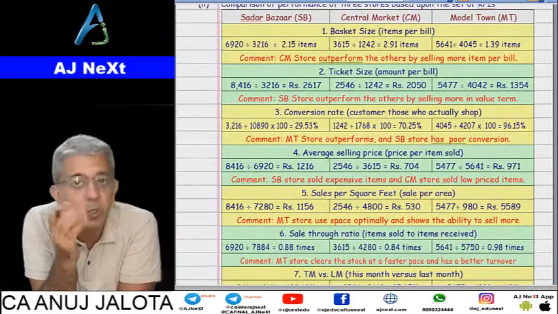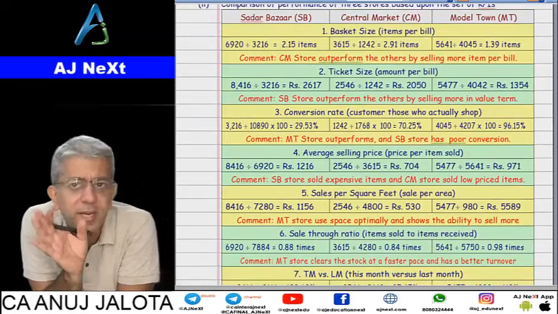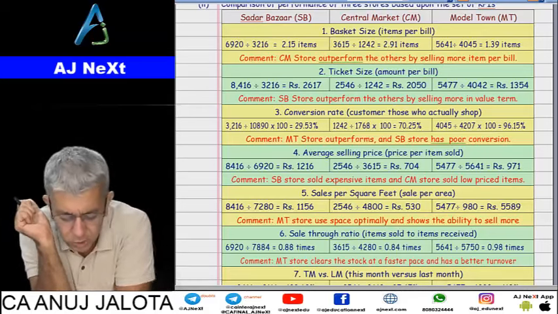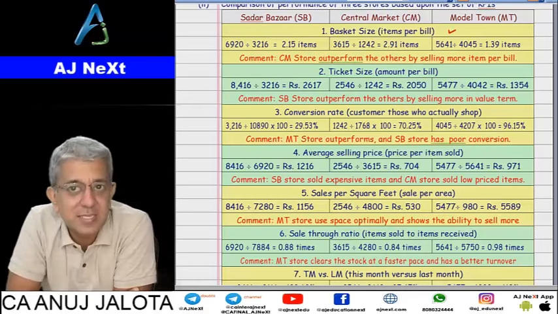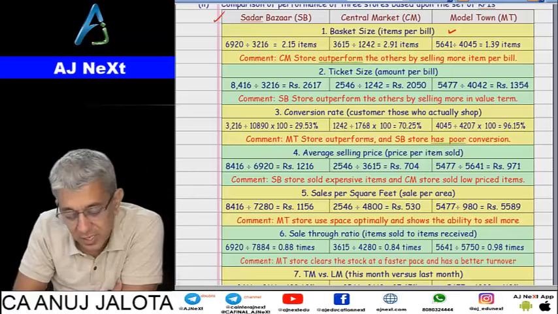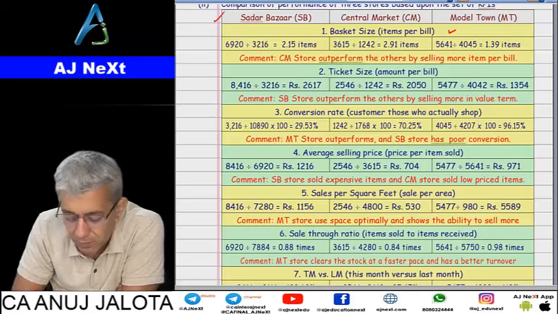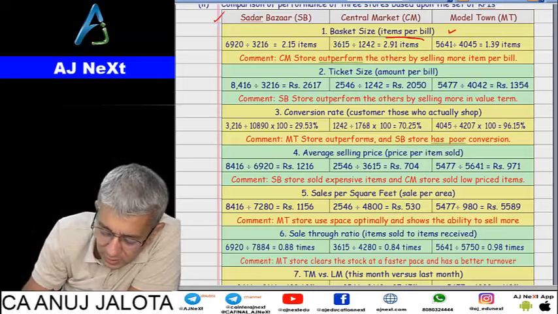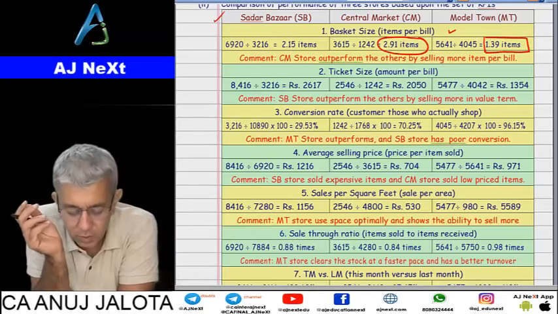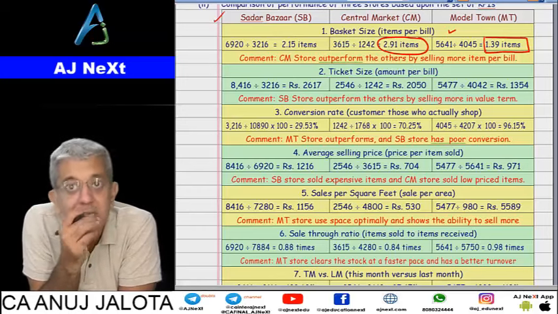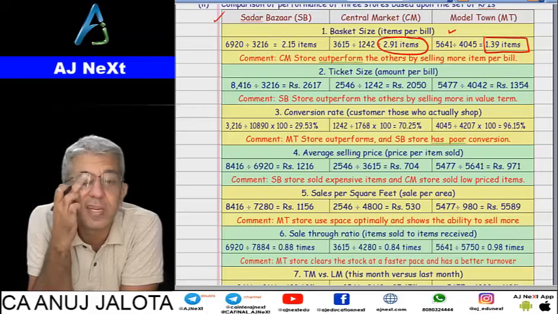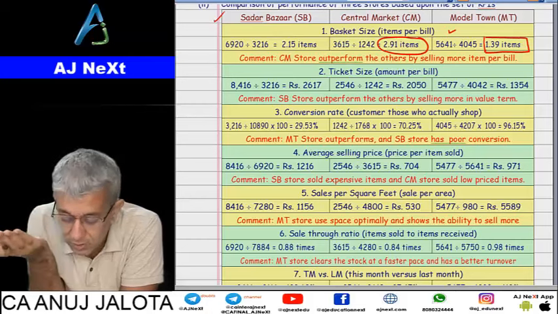Okay, now you have the data, you compute that. I'm not wasting time in trying to be calculating. So therefore, I have the information, I'm using that information now. See, I computed the basket size. Okay, for the first store it came to 2.15, second store 2.91, third one 1.39. I'm just trying to make a circle out of the best performing one and a rectangle out of the worst performing one. So therefore, in terms of basket size, central market is doing the best. It is selling 3.91 items for each and every bill. That is quite high as such, as compared to the worst one, that is a model term.